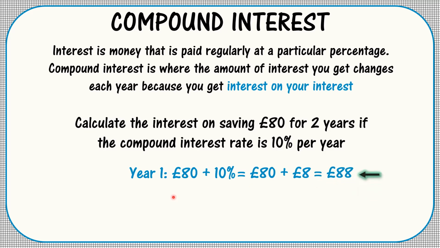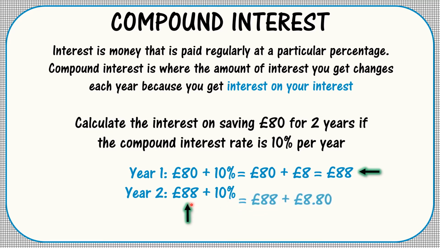Now at the start of year 2, you'll have £88. So this new value of £88 is what we're going to take over to year 2. We're going to add 10%. We'd find 10% of £88, which is £8.80. As you can see, the amount of interest that we got in year 1 and the amount of interest that we got in year 2 was different. In year 1, we got £8. In year 2 it is £8.80. So once you add £88 and £8.80, we get a final value of £96.80.